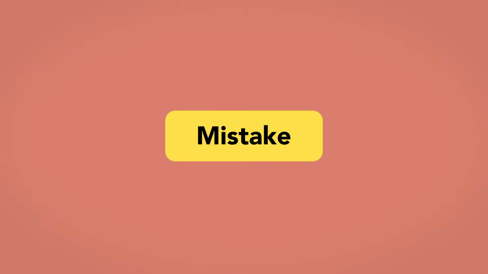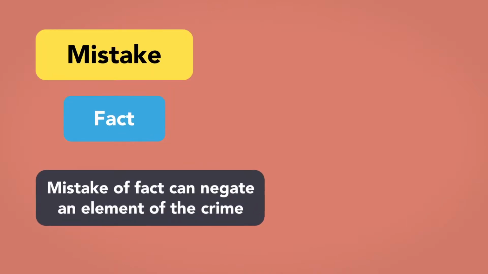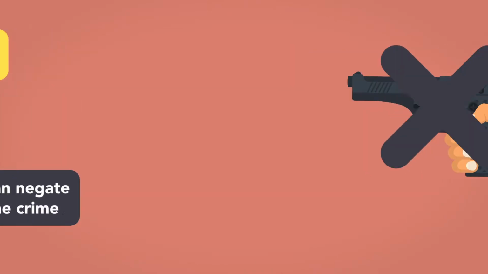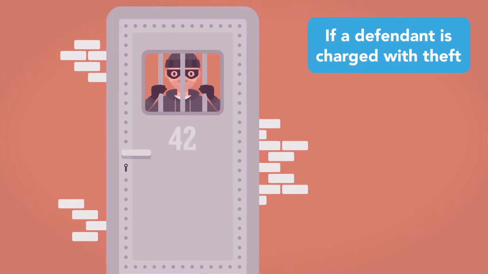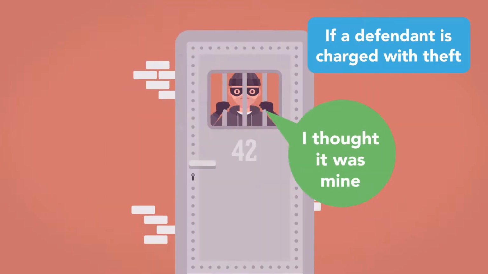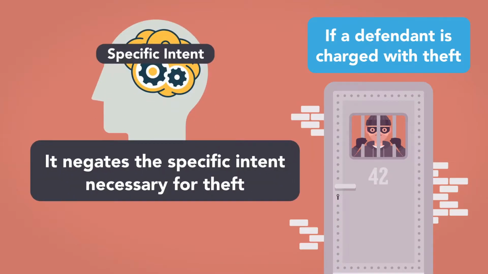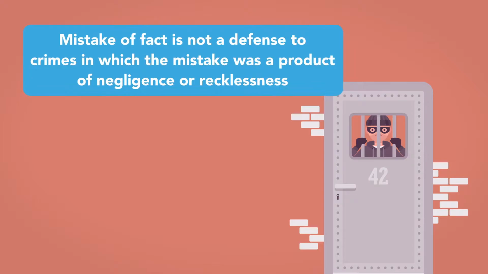Mistake. There are 2 types of mistake defenses: mistake of fact and mistake of law. A mistake of fact can negate an element of the crime. For example, if a defendant is charged with theft but mistakenly believed the property belonged to him, the mistake of fact defense would apply, since it negates the specific intent necessary for theft. Mistake of fact is not a defense to crimes in which the mistake was a product of negligence or recklessness.